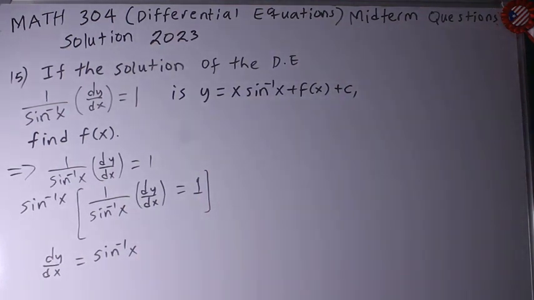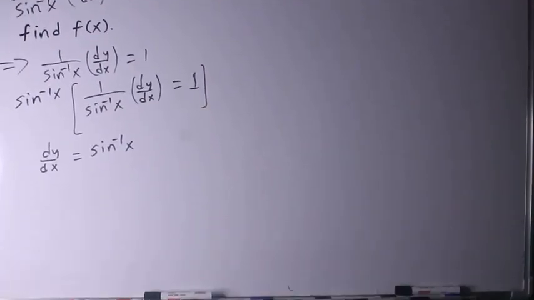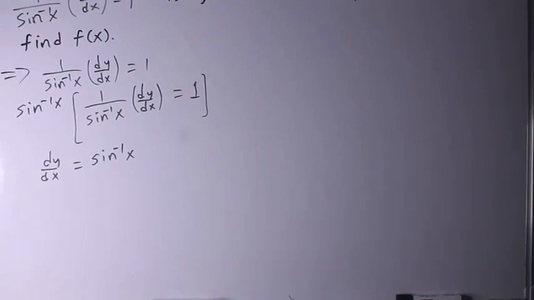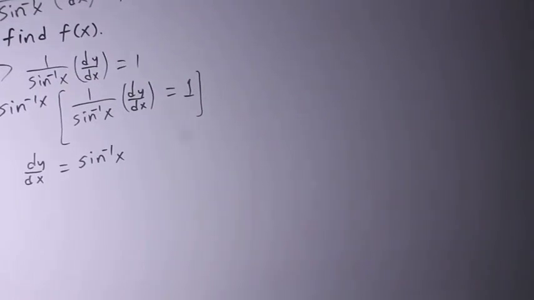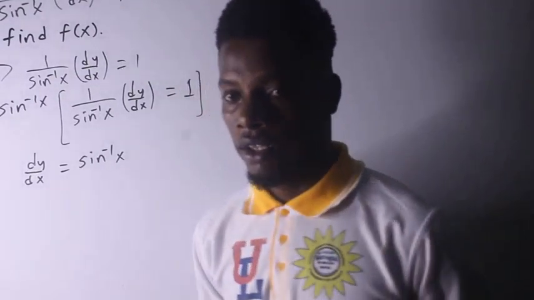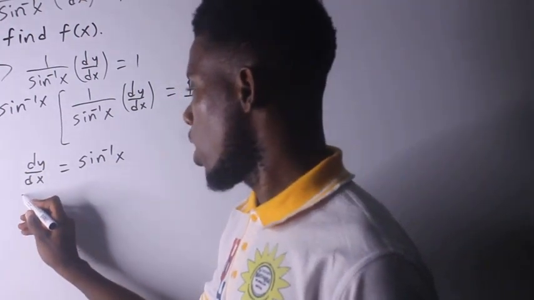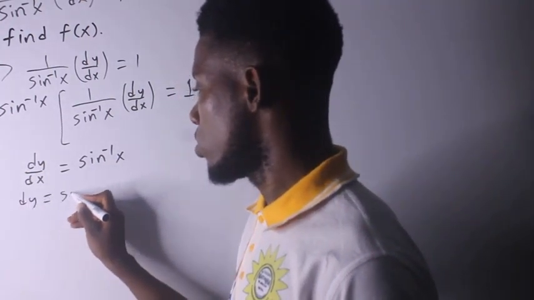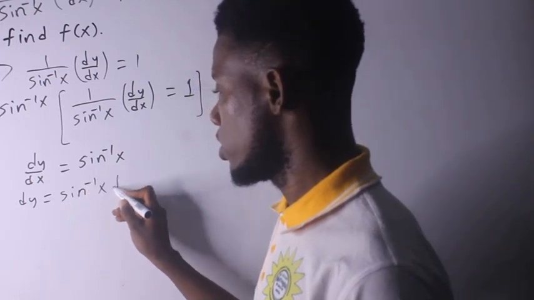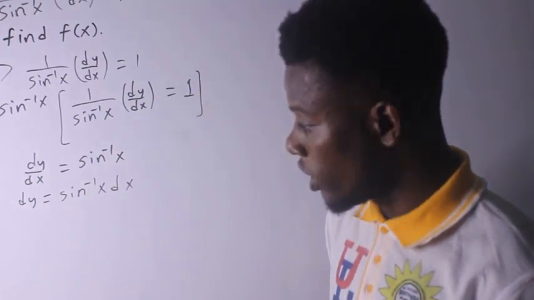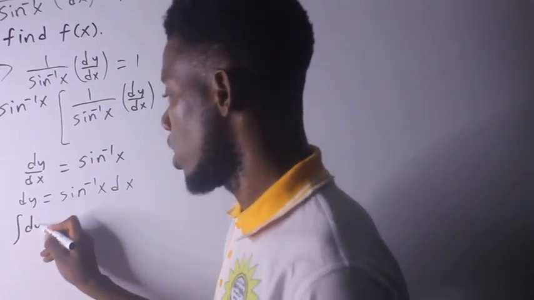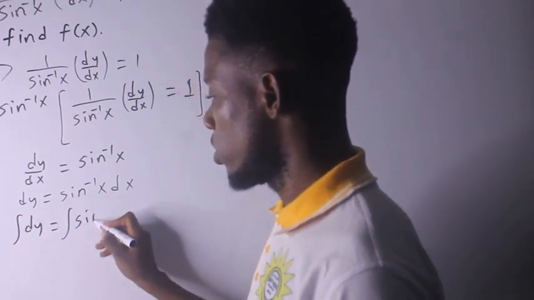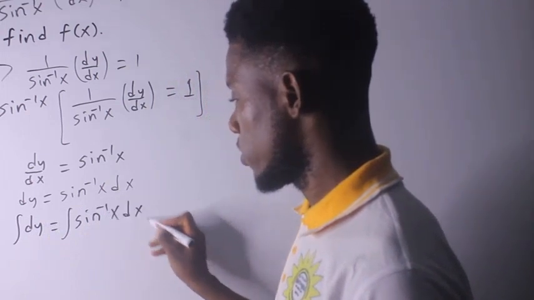Great. Once we've done that, the next thing we could do is to separate variables right there. So how do we separate the variables? We multiply this side by dx. So we have dy is equal to sine inverse of x dx. Once we've done this, we can integrate both sides. So we have the integral of dy is equal to the integral of sine inverse of x dx.